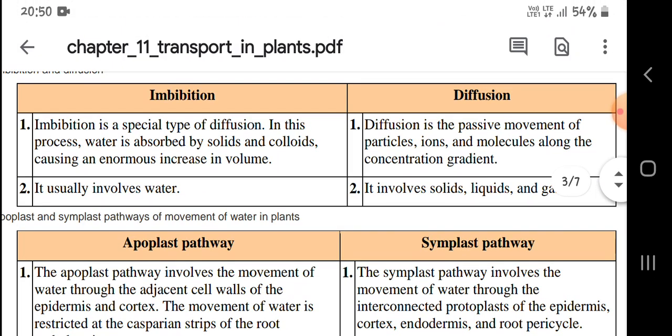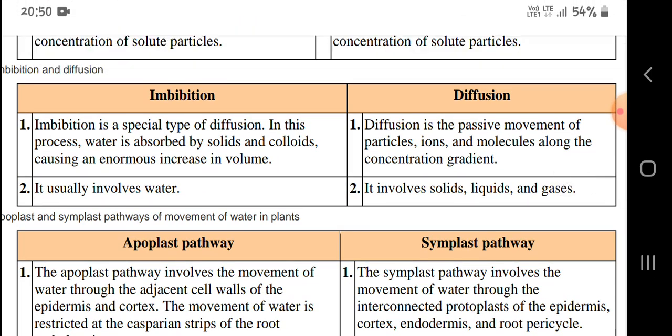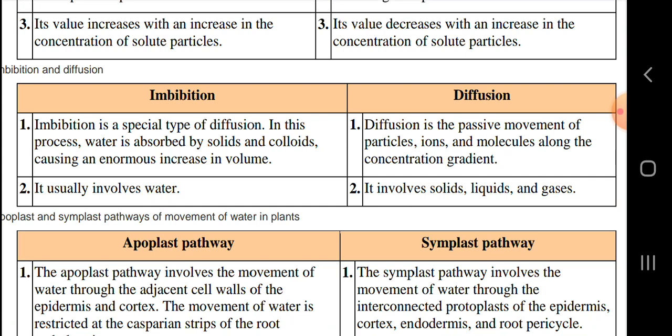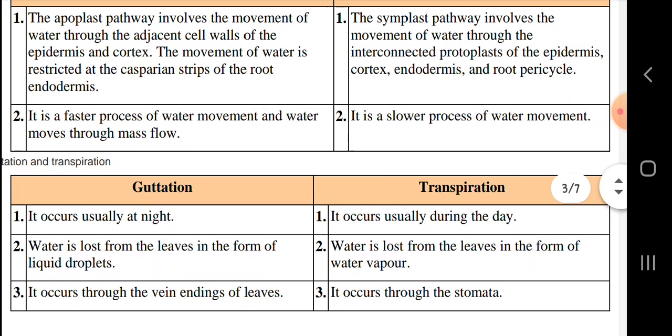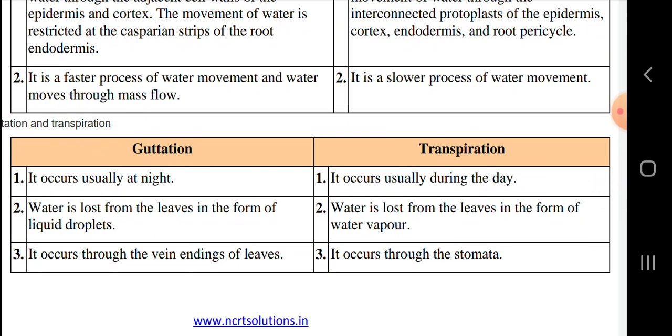Next, imbibition. So imbibition is a special type of diffusion, and diffusion is a passive movement of particles, ions. Adjacent cell wall of the epidermis and cortex, and a symplastic pathway involves the movement of water through the protoplast. Next, mutation and transpiration.